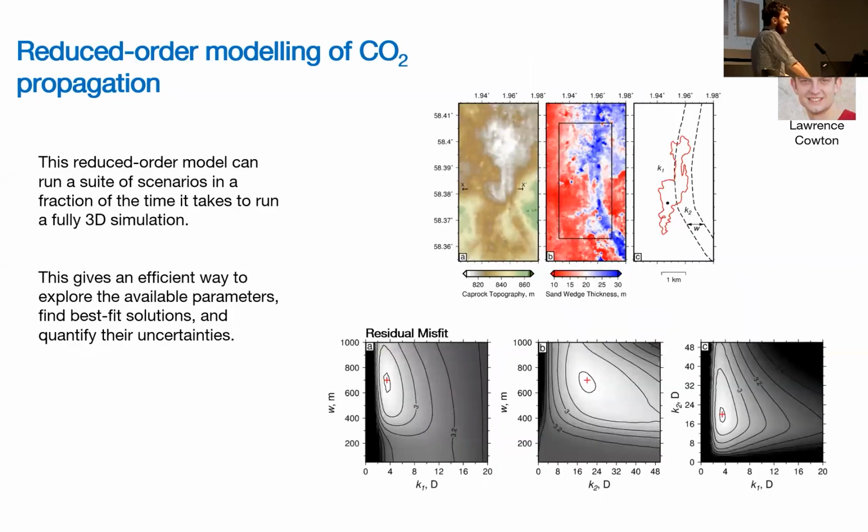And the key benefit of this reduced order model approach is that you can take these simple models and run lots of simulations in the time it would take to run one full 3D simulation. So that allows you to find these best fit solutions, and also give measures of how good a fit it is and quantify the uncertainties in the parameters involved.